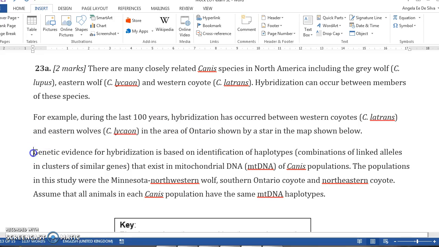The next paragraph is genetic evidence for hybridization. So what are they talking about here? It looks like they are looking for evidence that hybridization did occur. From the information they have, they only know that western coyotes and eastern wolves did hybridize, and we gave you the example. And in order to know whether other kinds of hybridization happen between these three species, we need to look for the evidence. So the evidence for hybridization is genetic evidence, and it is based on identifying the haplotypes.